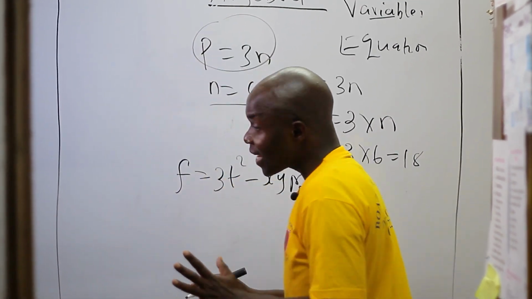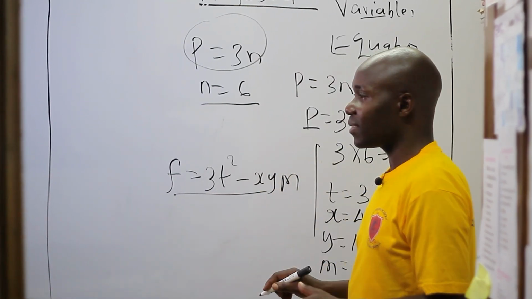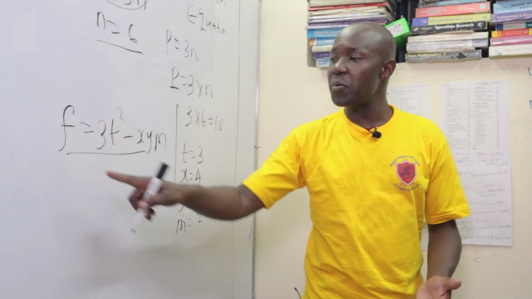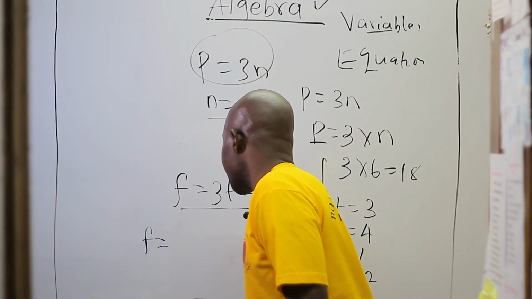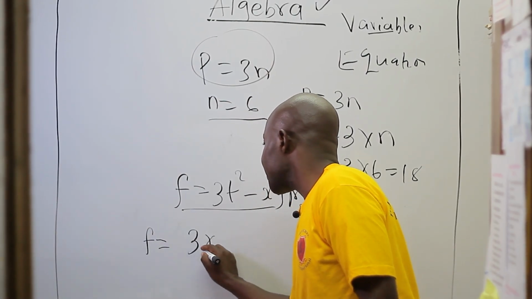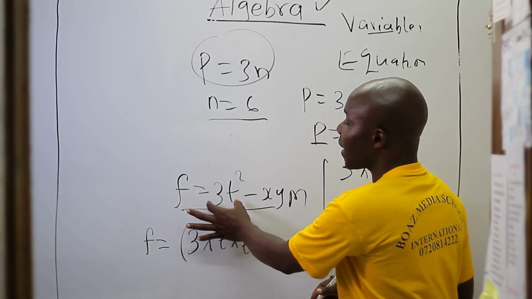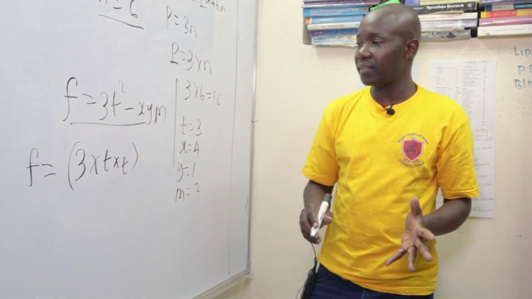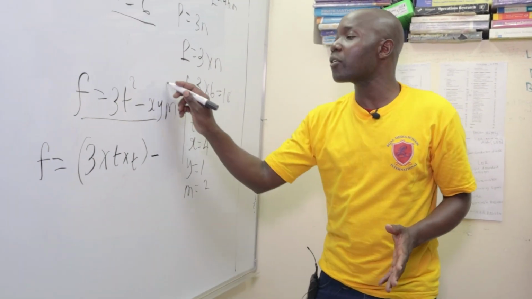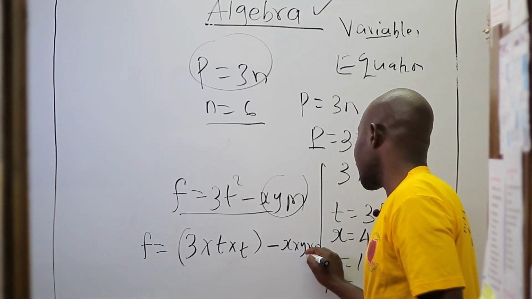I'm talking to somebody now in year 7, year 8, and year 9. These are simply the basics. So first of all, you have to understand what we mean by that f. You come and say your f as a variable should be equal to 3 times t times t. You have to work this part independently. Remember, one of the things in mathematics is work organization. Then you minus the product of these three, which is x times y times m.